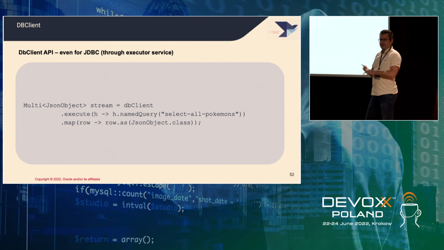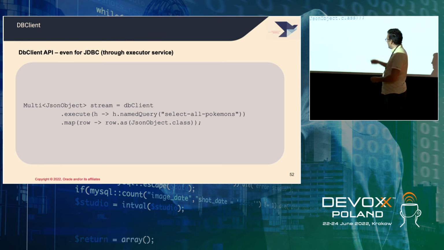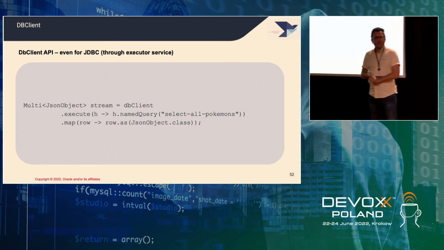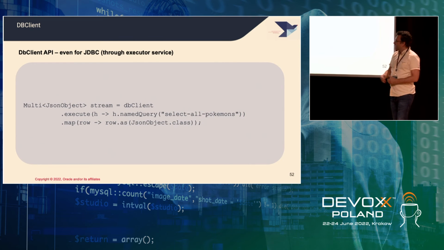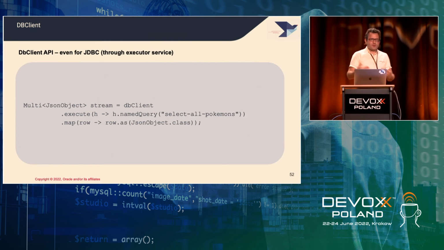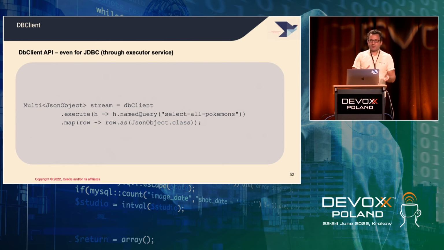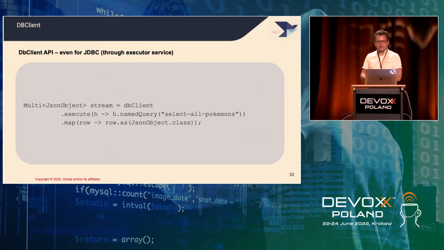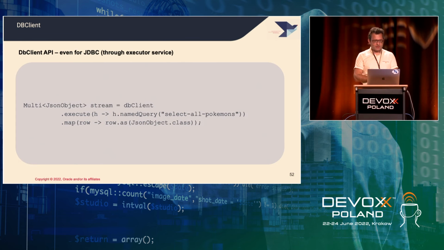So you just say, DB client, please execute me this named query that is defined in the configuration, and map each row as a JSON object, and you get a publisher of JSON objects. So it's a truly reactive API, which for some data sources will be reactive to the database. For some data sources, it will be wrapped in an executor.